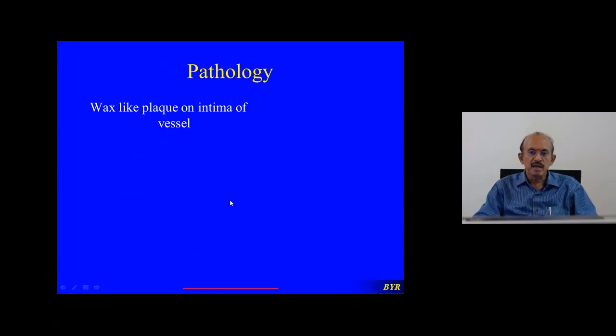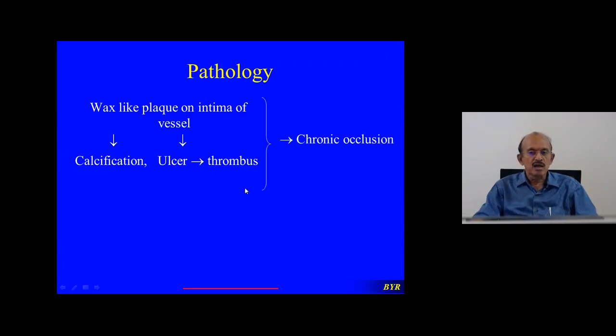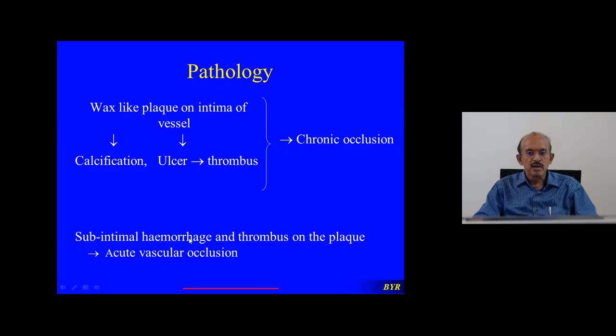So a wax-like plaque on the intima of the vessel can be calcified, and it may form an ulcer over which thrombus can form. This causes chronic occlusion. Subintimal hemorrhage and thrombus on the plaque can cause or precipitate acute vascular occlusion.